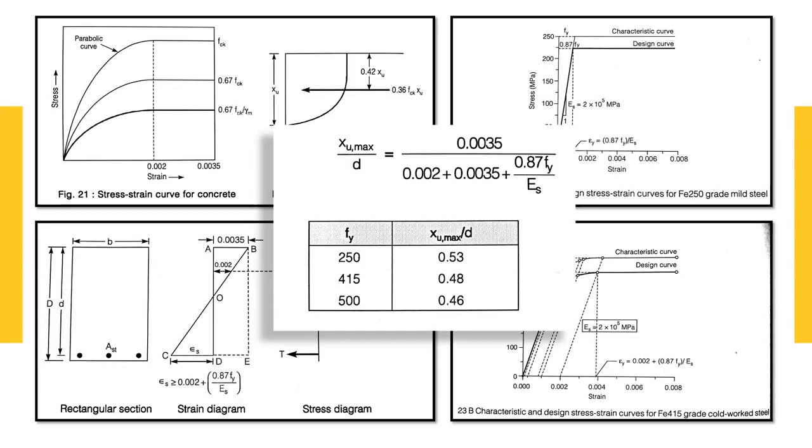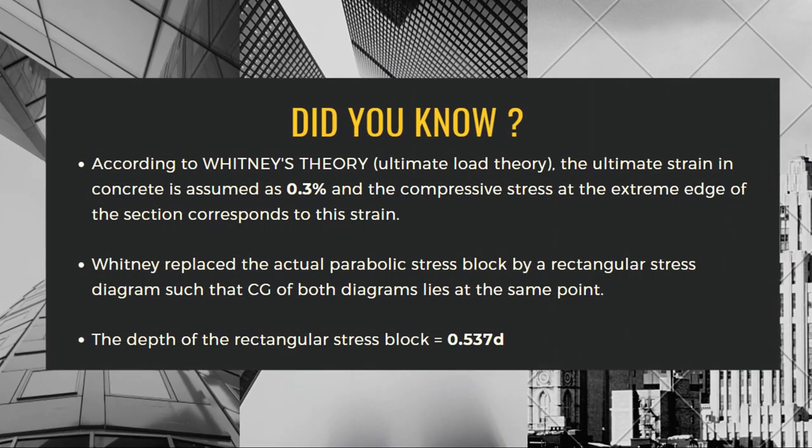Now let's see some facts. Whitney's theory is nothing but the ultimate load theory. The ultimate strain in concrete is assumed as 0.3%, and the compressive stress at the extreme edge of the section corresponds to this strain. Whitney has observed that ultimate strain in concrete is about 0.3%. Whitney replaced the actual parabolic stress block by a rectangular stress diagram.